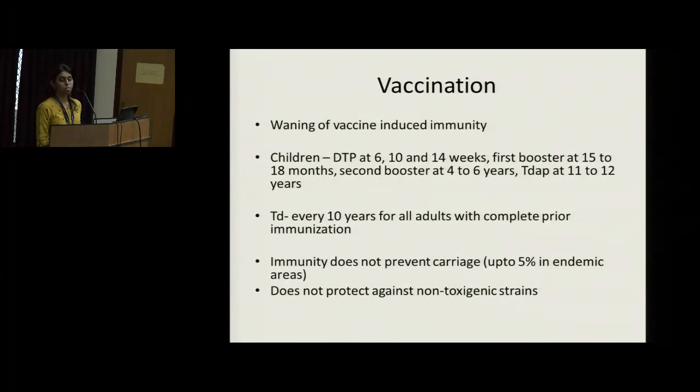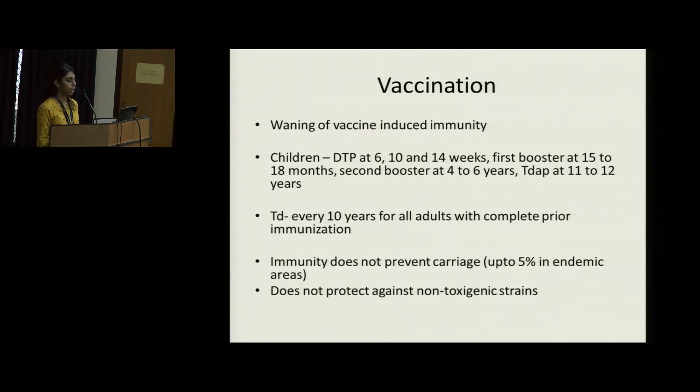Waning of vaccine-induced immunity in adults causes all adults to be susceptible to both toxigenic and non-toxigenic strains. So this is the recommended vaccination regime in children according to the IAP schedule, where DTP vaccine is given as a primary vaccination at 6, 10, and 14 weeks. The first booster is given between 15 to 18 months, and the second booster is given between 4 to 6 years.